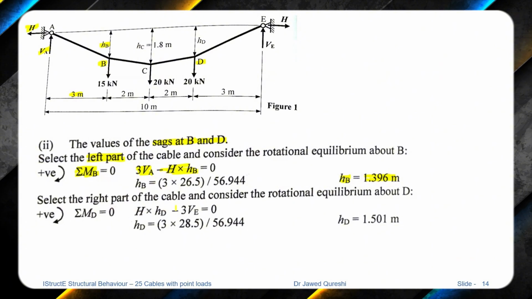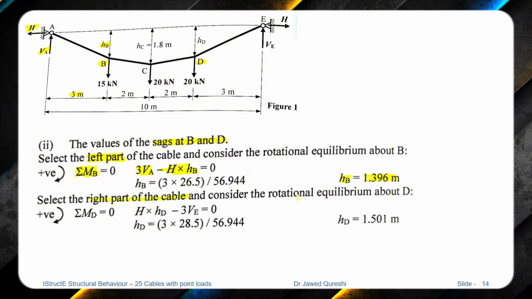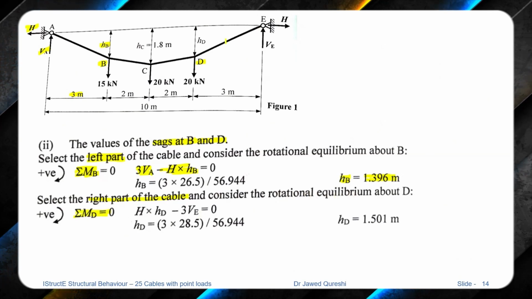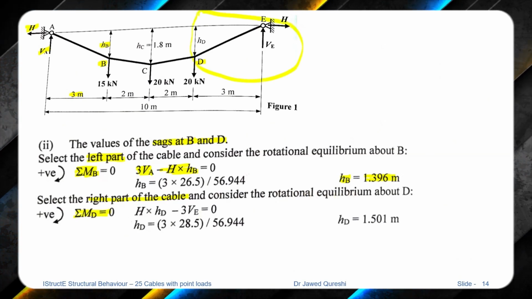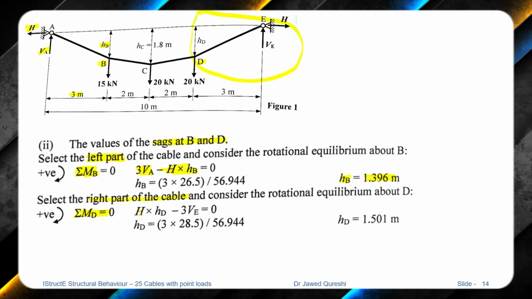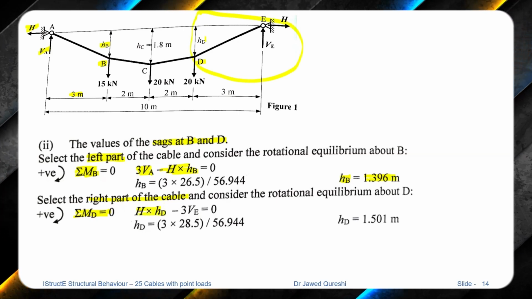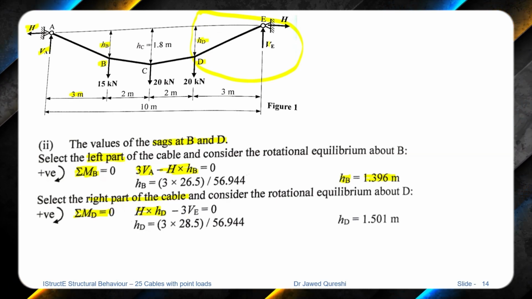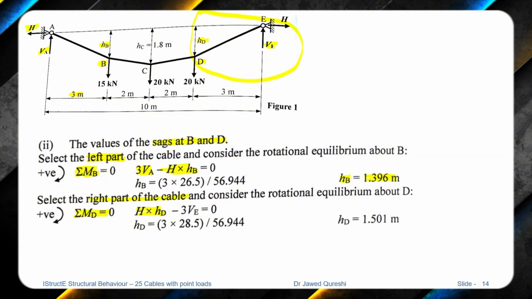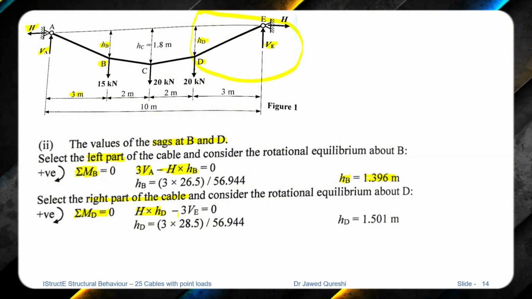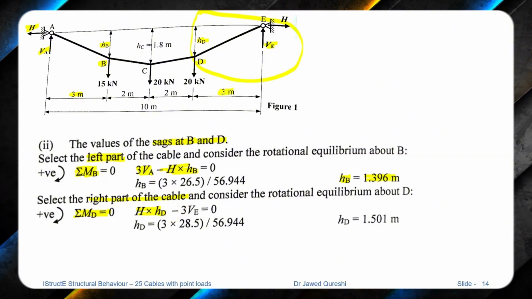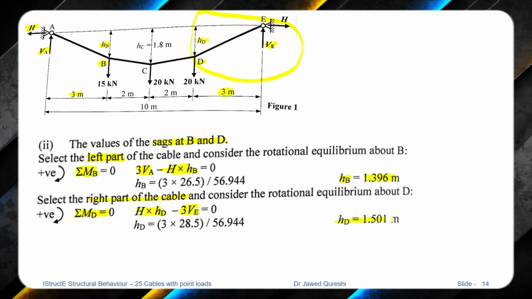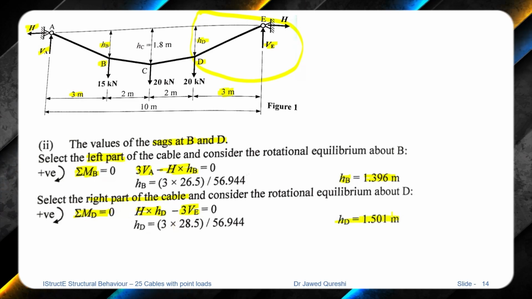And then we move to the right part of the cable and consider the moment equilibrium at D. So now we are concerned with the right part. And from here, we can say H times HD, so the distance between H and D vertically is HD. This vertical reaction is creating an anti-clockwise moment with respect to D, and the distance is 3 meters. And if we simplify it, we will get the value of HD as 1.5 meters.